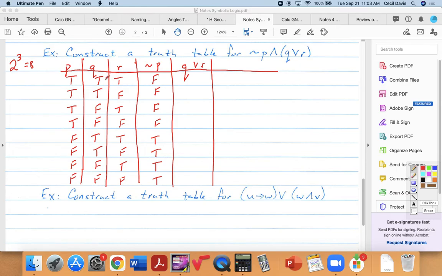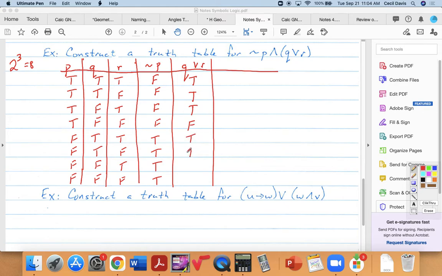So Q or R, they're both true. That makes Q or R true. Q is true, R is false. What does that make Q or R? True. Q is false, R is true. Q or R then is true. Q is false, R is false. Makes Q or R false. And notice that exact same pattern that happened on these four happens on these four.